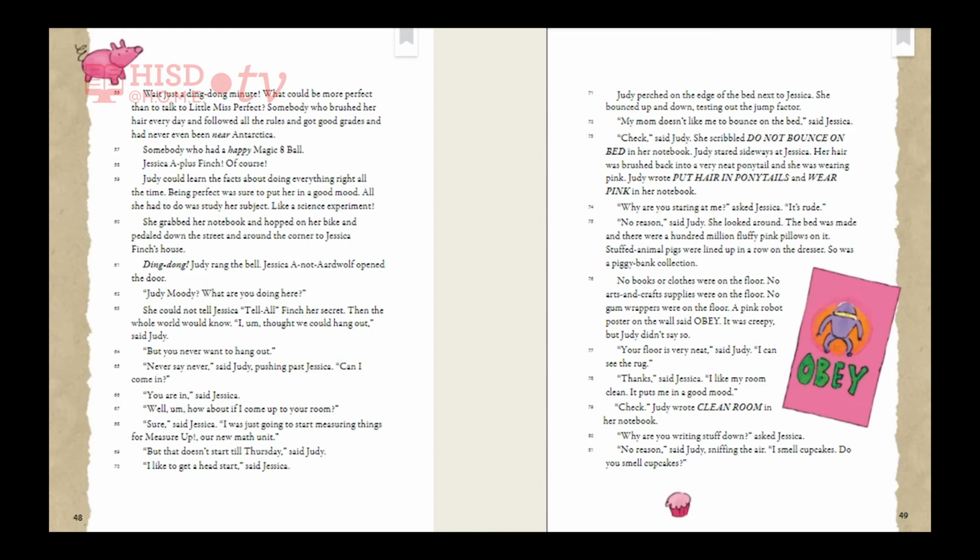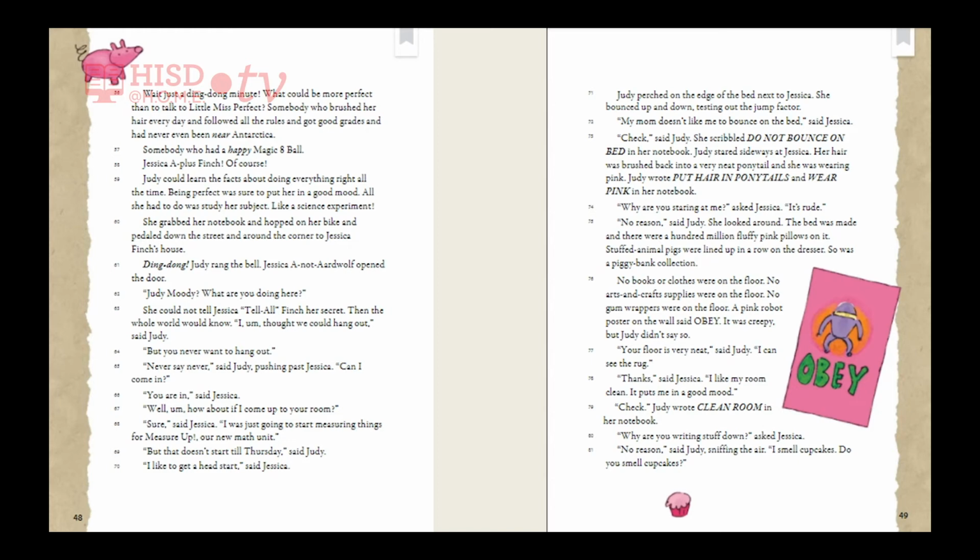Then the whole world would know. "I thought we could hang out," said Judy. "But you never want to hang out." "Never say never," said Judy, pushing past Jessica. "Can I come in?" "You are in," said Jessica. "Well, how about if I come up to your room?"